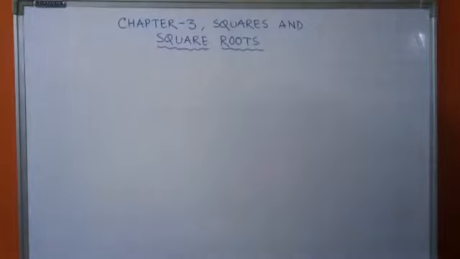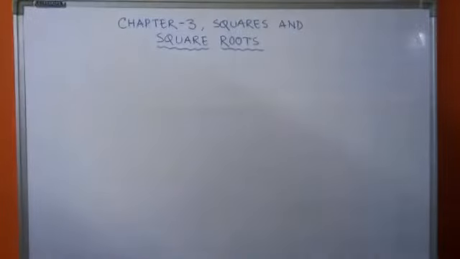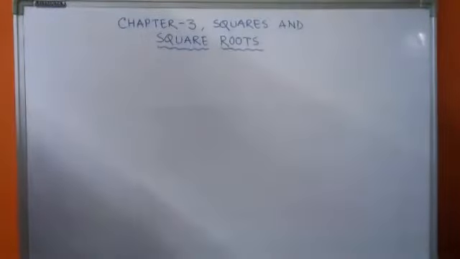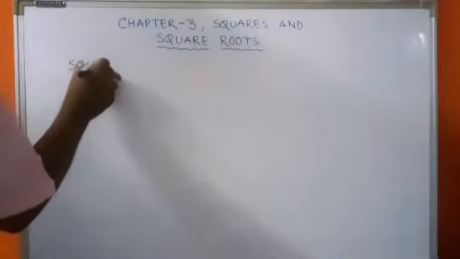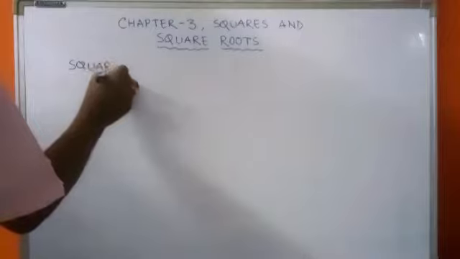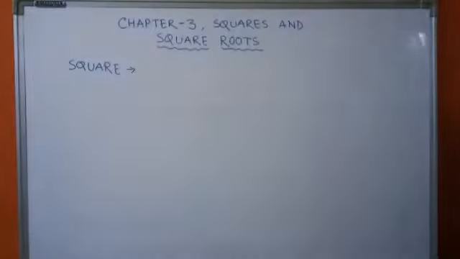Today we are starting our new chapter, chapter number 3, squares and square root. Now my first question is, what is the square of a number? A square is a product of a number by itself, called the square of a number.